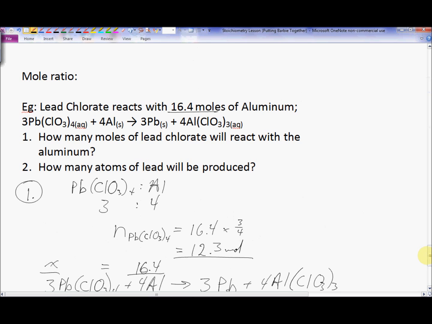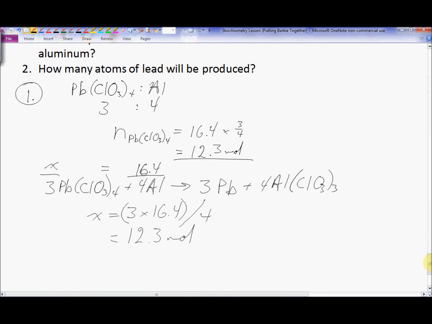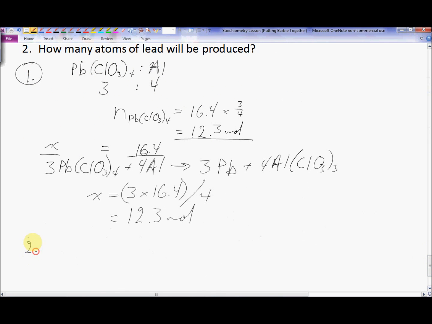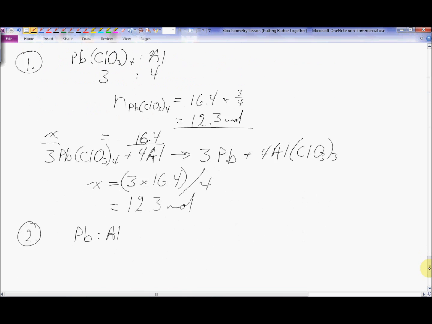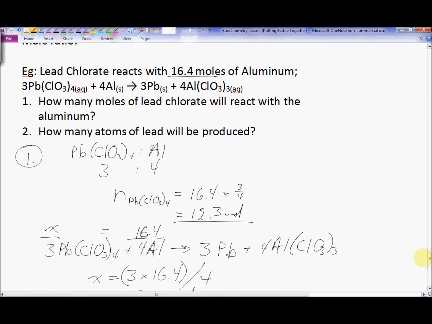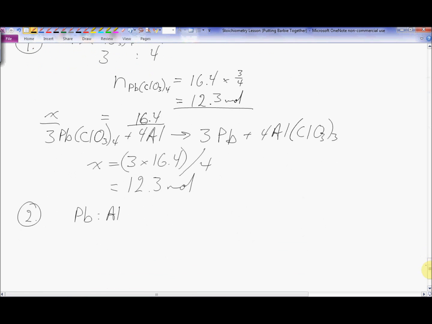How many atoms of lead will be produced in this reaction given that 16.4 moles of aluminum were used and reacted fully? Okay, so we'll start out by doing a molar ratio. The ratio is going to be lead atoms in the product to, excuse me, aluminum atoms in the reactant, and that ratio is the same as the previous example here. So it's going to be 3 to 4. 3 leads are produced for every 4 aluminum atoms. 3 to 4.